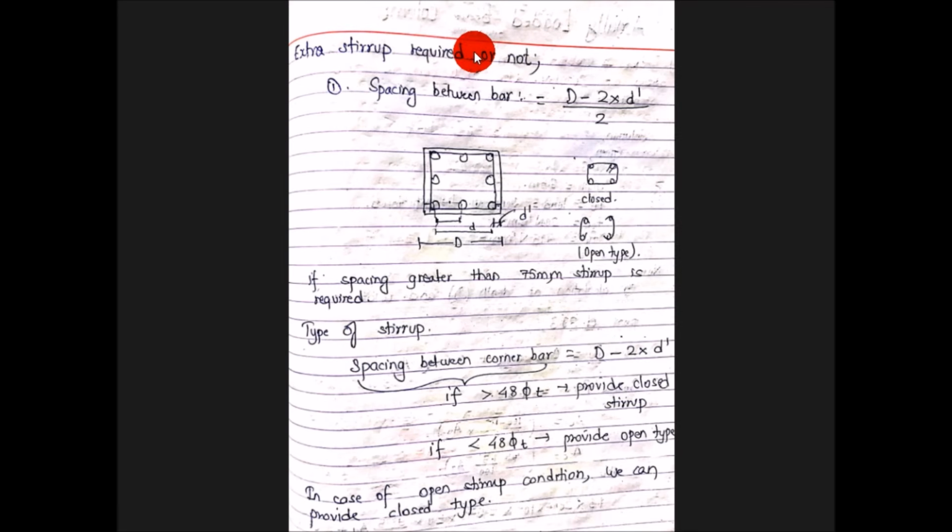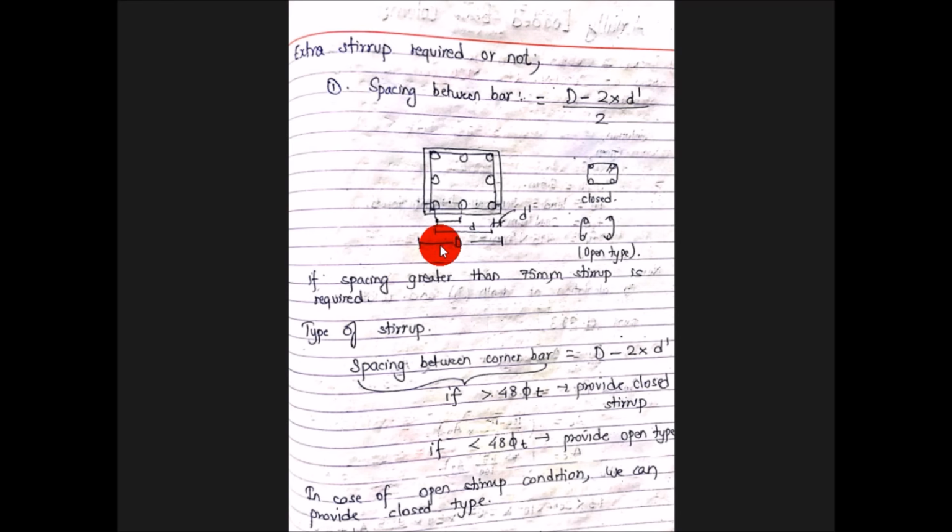So generally in the field we might not have only 4 rebars; we might get a number of rebars in between the corner bars. So is an extra lateral tie required or not? The very first step in determining whether an extra stirrup is required is to find the spacing between the bars along the x-axis and along the y-axis. We have to check for the respective axis. So, the diagram of the reinforcement: 6 bars we have here, D being the overall dimension, D dash being the effective cover.